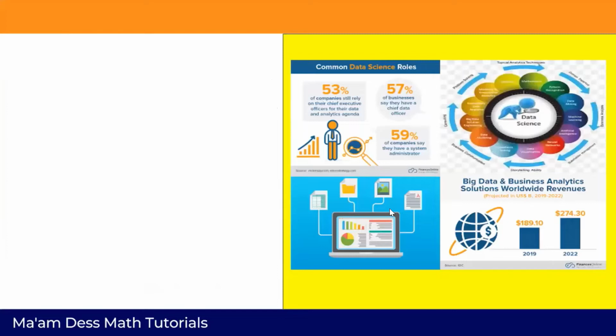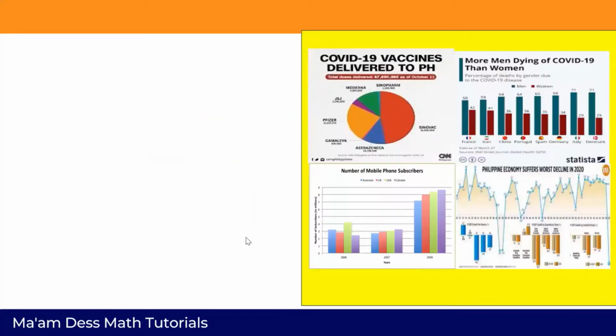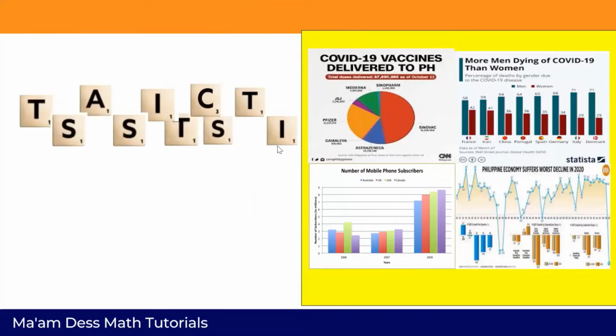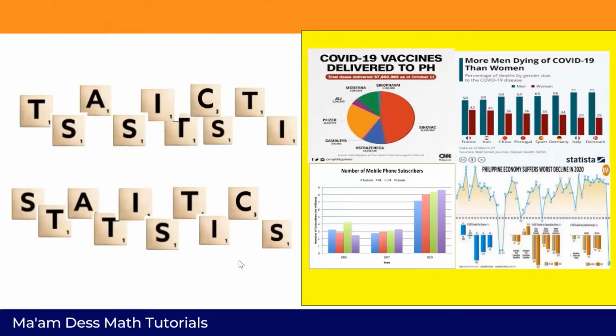Okay, look at the first picture. It is composed of information, and here are the jumbled letters. So the answer is data. Next picture. As you can see, there are graphs that present the data. What do you think is that word? Okay, so the answer is statistics.